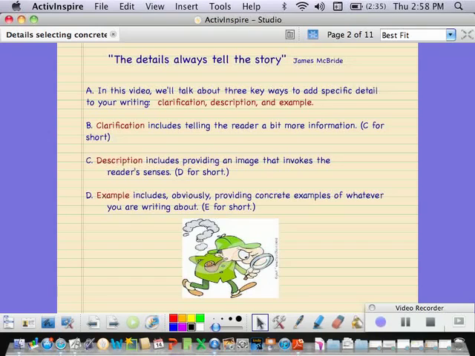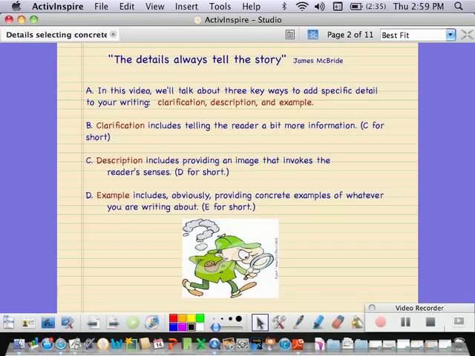All clarification means is adding a bit more information to make your point a little clearer. It's important when you clarify to only add the information that's going to add to your focus. You don't want to lead the readers off track, but you do want them to be very sure of what you're trying to focus them on.